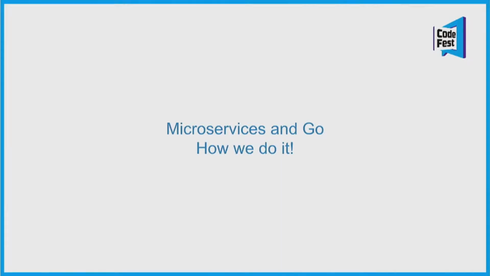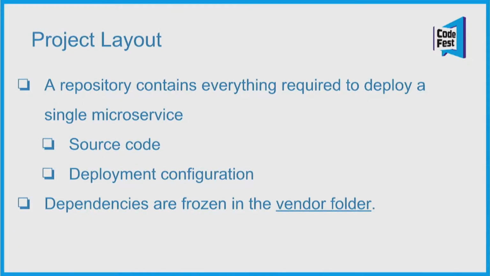So let's see now, let's take together microservices and Go, and see how we do it at SoundCloud. We will see an example of project layout. So we will see an example of how we structure our source code, and then we will see how we configure deployments, and in the end we will also see how we handle dependencies, where usually we take the very brutal approach of freezing our dependencies using the Go vendor approach.